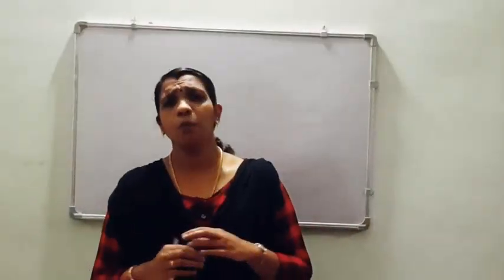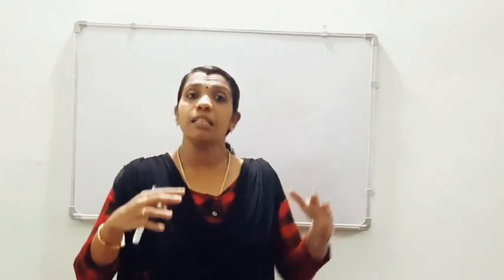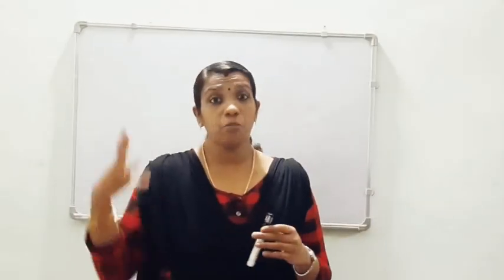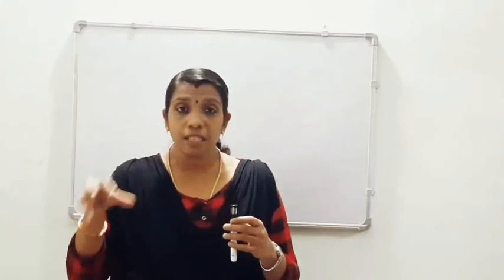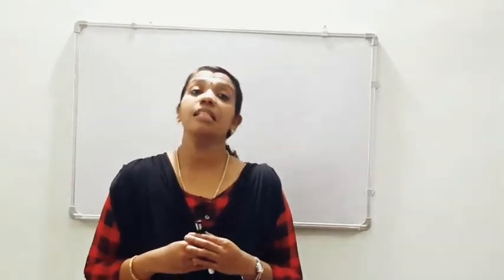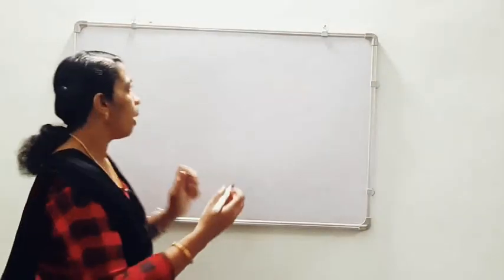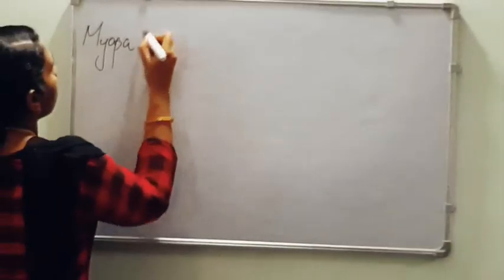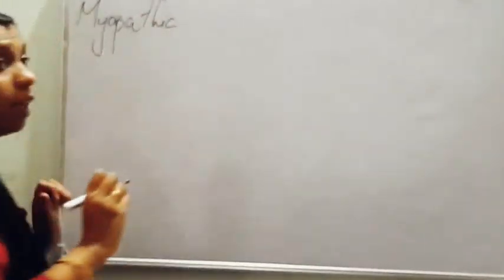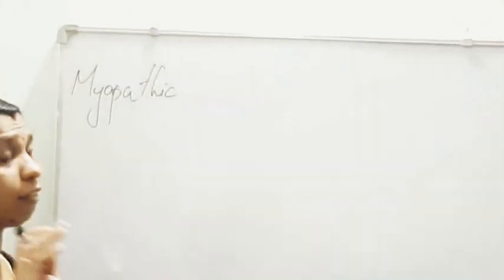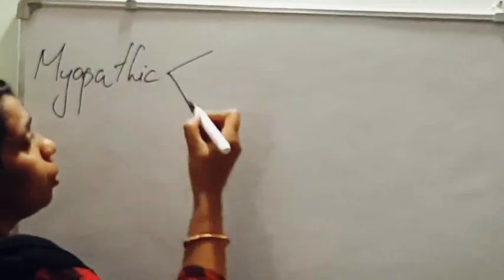So the first important type of weakness, other than upper motor neuron lesion and lower motor neuron lesion, which are concerned with the brain and nervous system, is concerned with muscle. Today the first weakness we are going to speak about is myopathic weakness, which is concerned with the muscles. Listen carefully, it is divided into two.